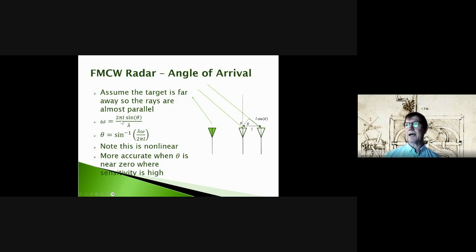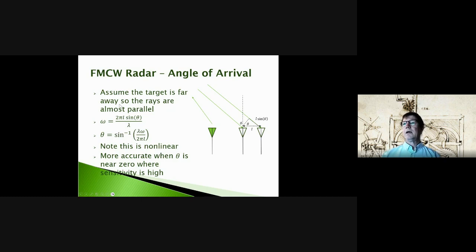And we know that a signal is going to go through a phase transition. It's going to go through 2 pi radians per wavelength. So this ends up being kind of a fraction of that. So we can look at the phase relative to this. And now we can just solve for theta, right?